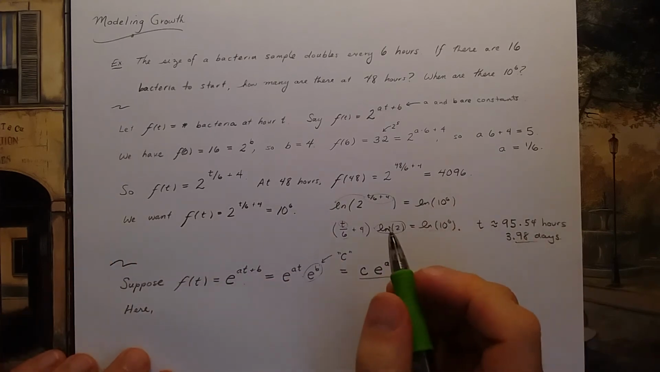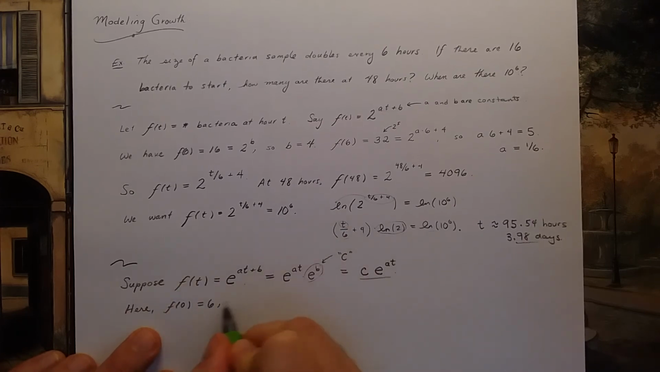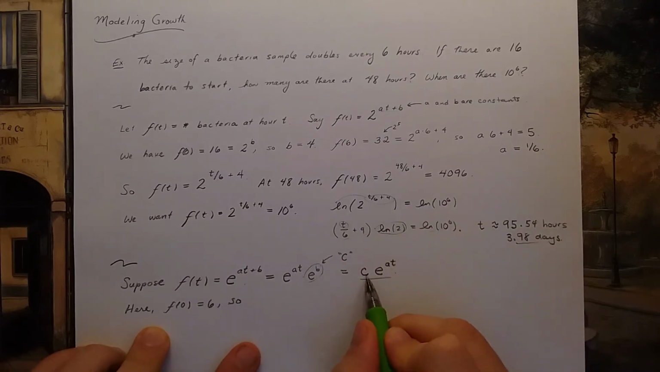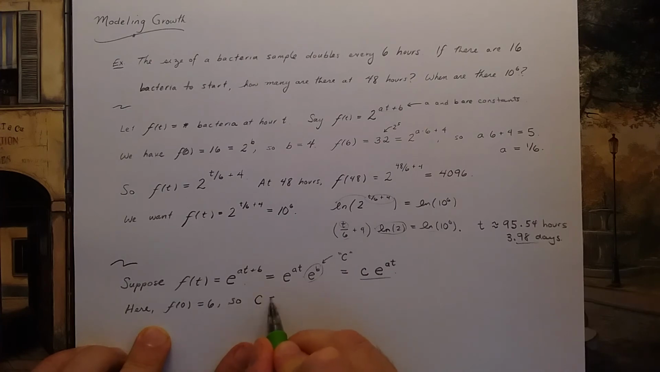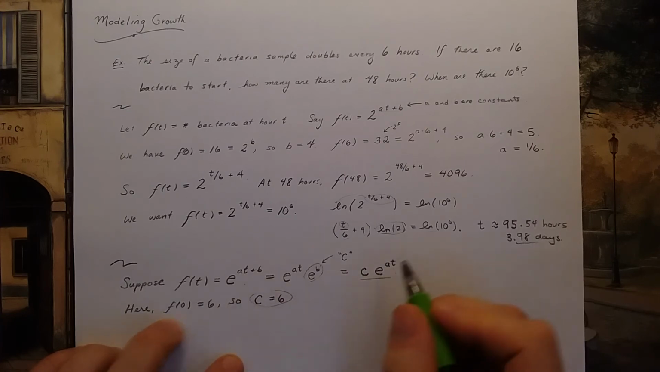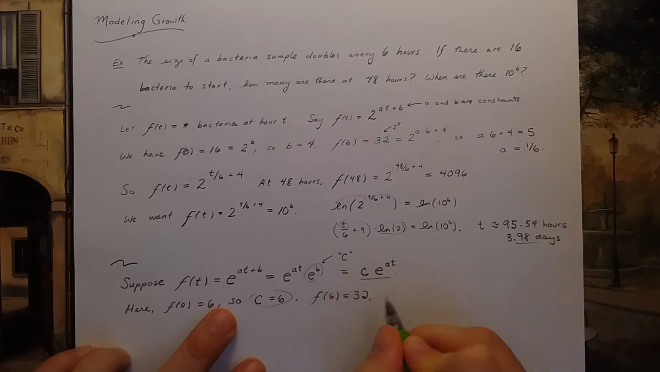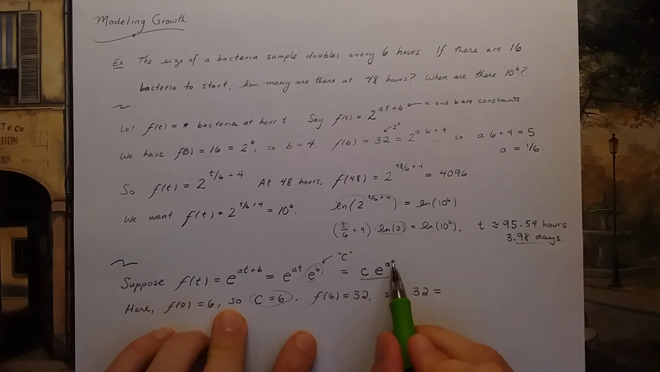Now here, what we have is that f of 0 is 6. So if I plug in 0 for t here, I get c times e to the 0 power. E to the 0 power is 1. So I just get c times 1. Therefore, c is equal to 6. Now I also know that f of 6 hours is 32. So I know that 32 should equal, when I plug in t equals 6.